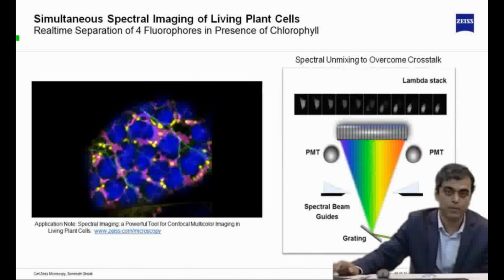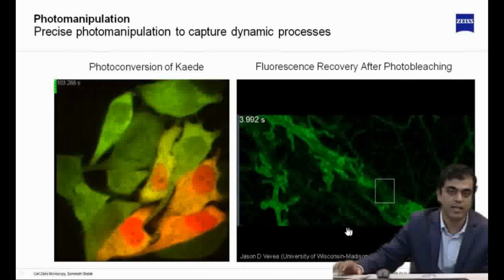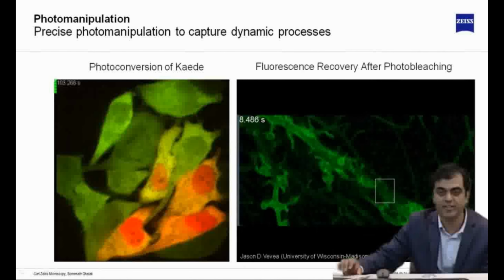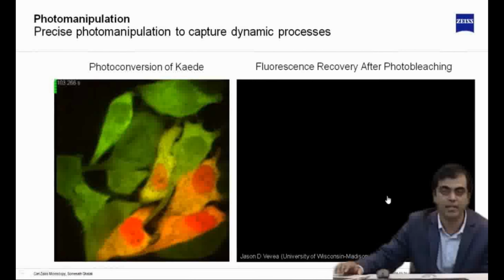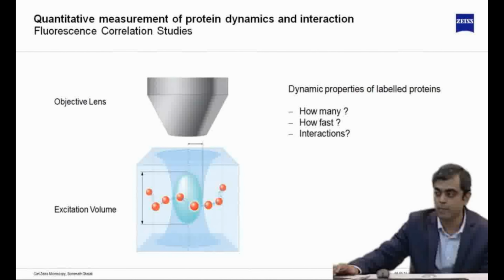You can also look at dynamic processes, like a photoconversion experiment, where there is a change over a period of time. These are time-lapse experiments. And also photo recovery, like a diffusion experiment where you bleach an area and then see how fast it is recovering. All these experiments are possible in a confocal system.